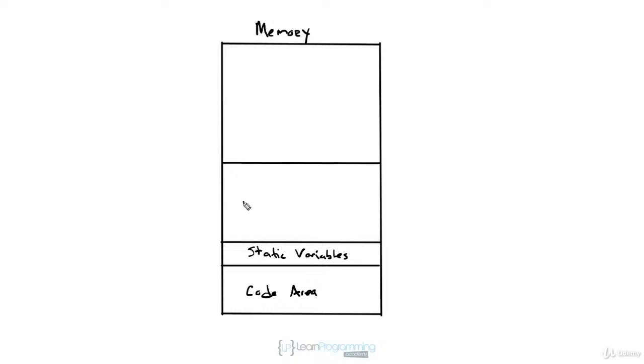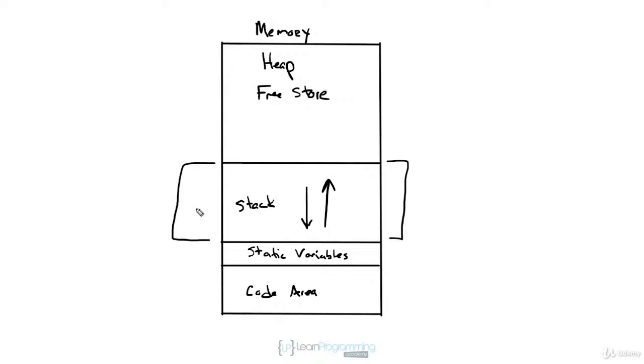Then we've got another area in memory here called the heap or the free store. We'll talk a lot about this area when we talk about pointers and dynamic memory allocation. So in this video, keep in mind that what I'm talking about is this area right here. That's the function call stack. So when we call functions and they finish and they pop off the stack, this is what we're talking about, this area in memory right here.